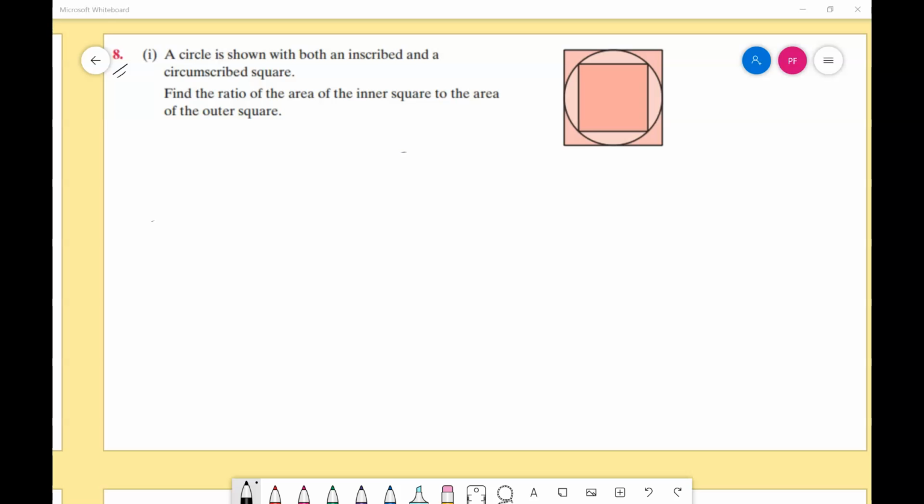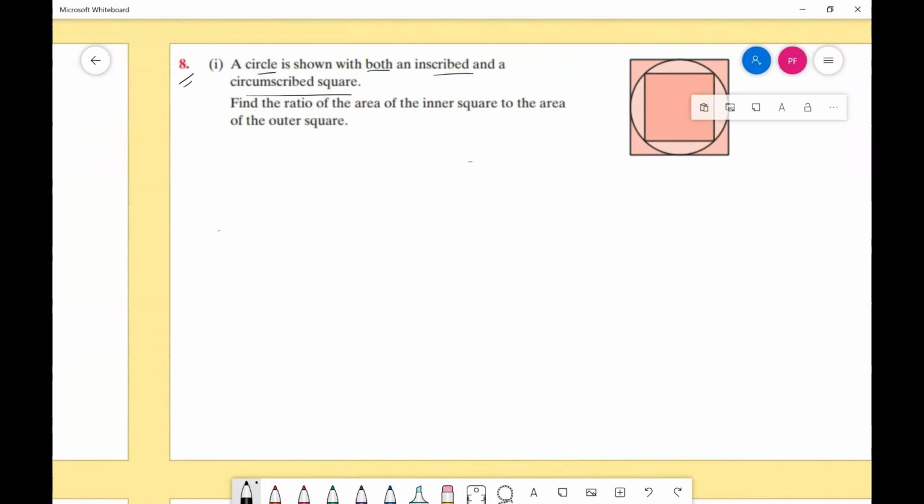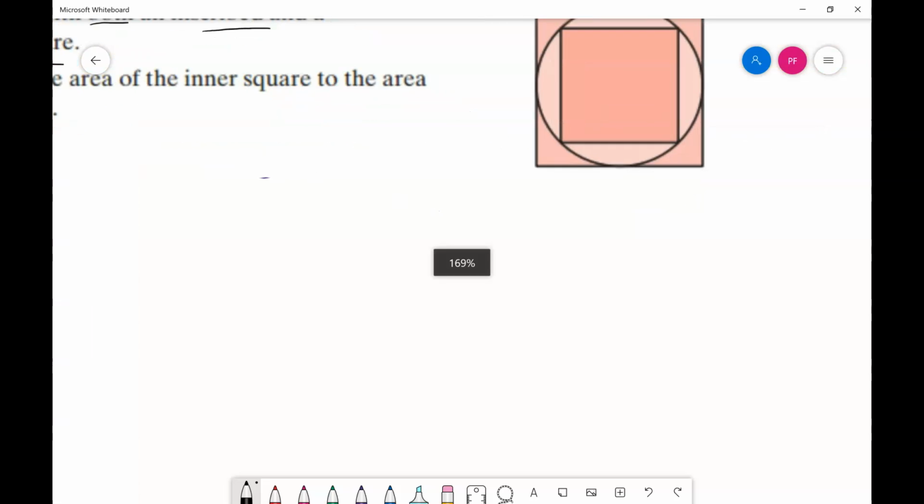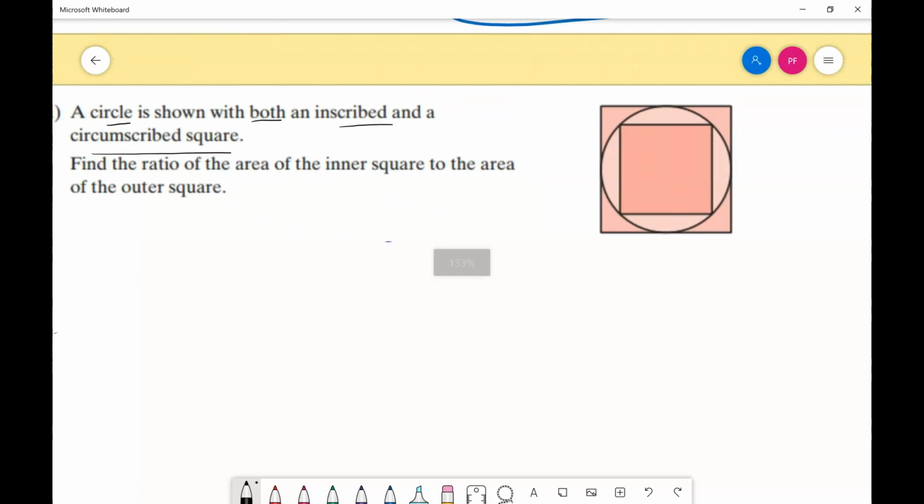Okay, so a circle is shown with both an inscribed and a circumscribed square. Find the ratio of the inner square to the outer square. So it kind of starts off similar enough to the last question. So we have to find the area of each square.